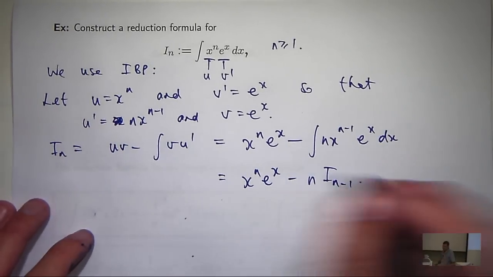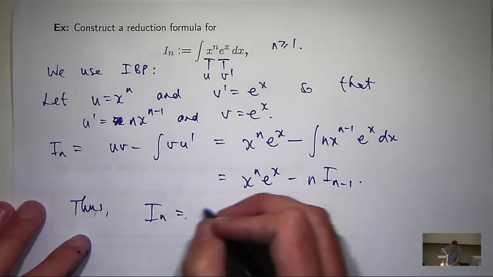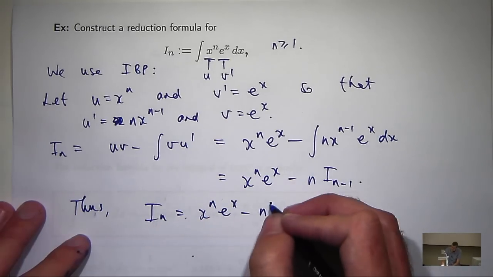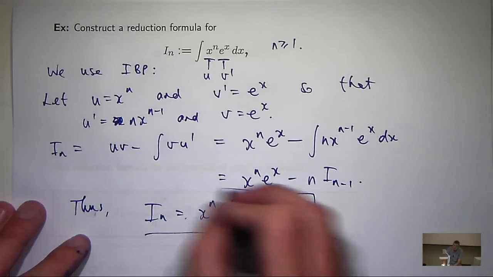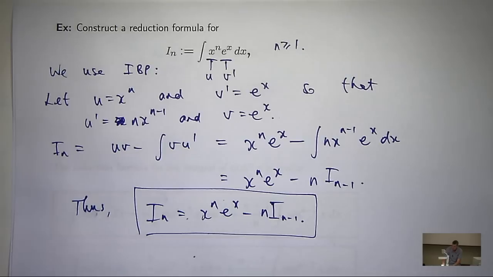Now you may be able to, let's say I switch those choices of u and v dash around. It probably still would work. Okay, you'd probably still get your reduction formula, but you'd have to be slightly careful.